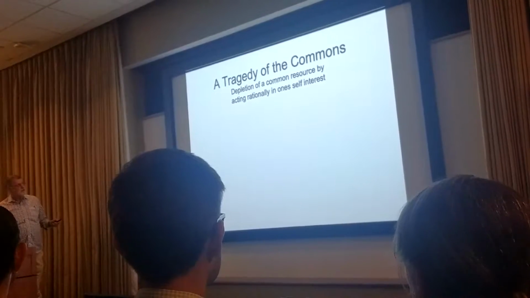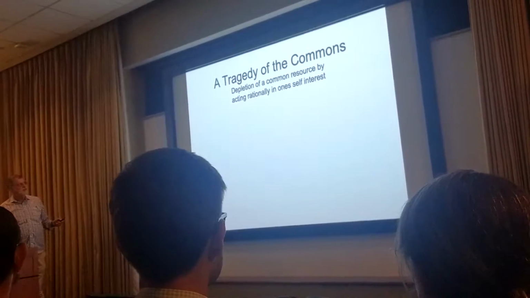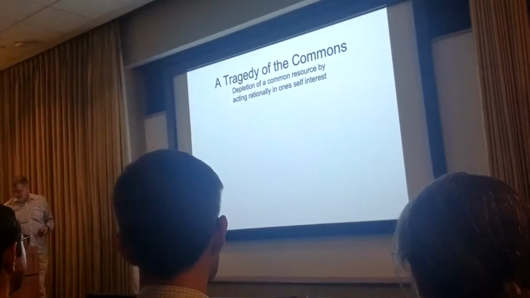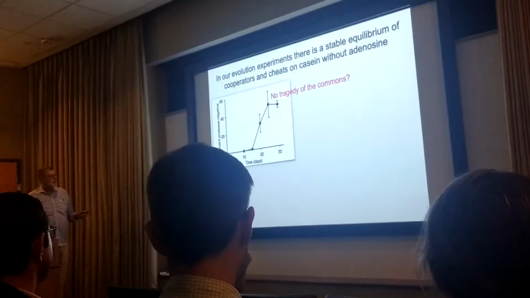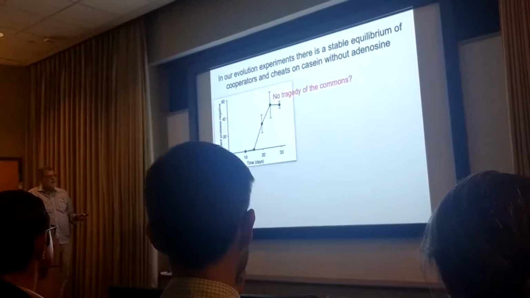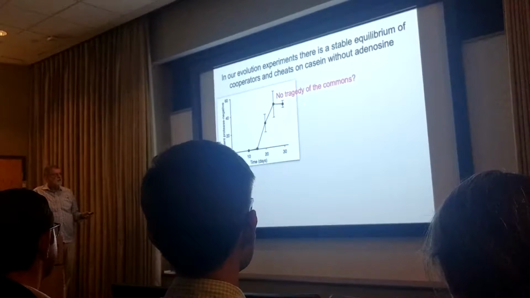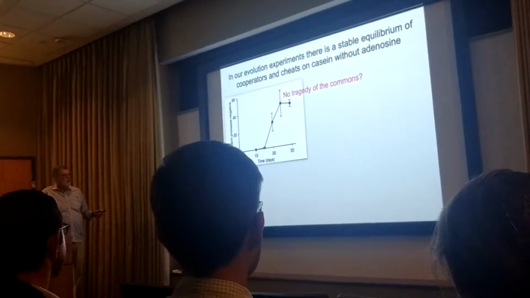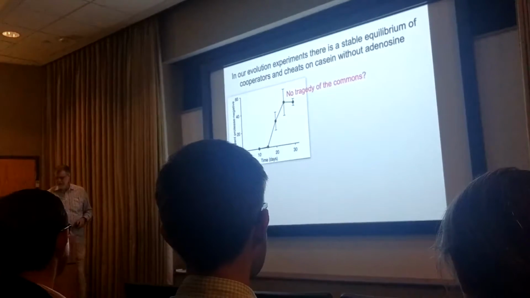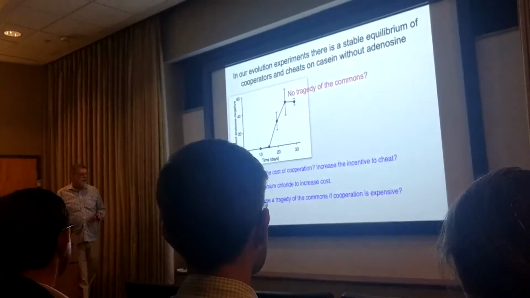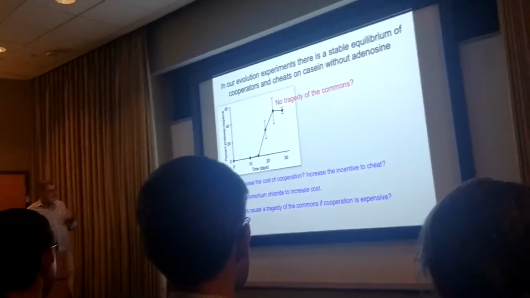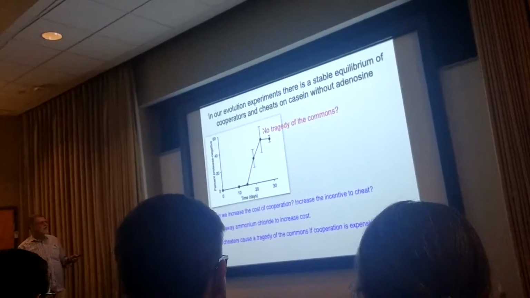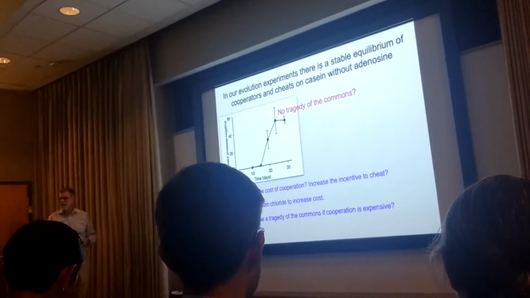So I mentioned this term before, a tragedy of the commons. This is depletion of a common resource by acting rationally on one's self-interest. Well, there was no tragedy here. You can run this experiment out for a month, and for 2 months, and the cheaters and the cooperators stay in some sort of equilibrium. We were interested in why that is. And is there a way we can get the cheaters to overtake the population and cause it to crash?